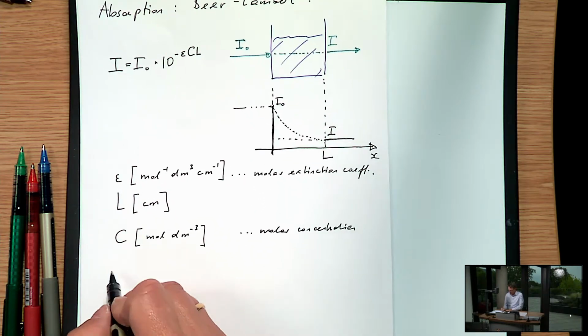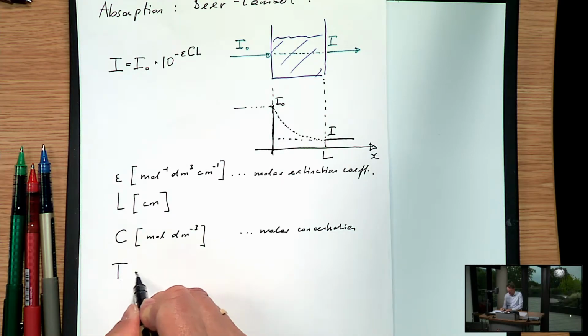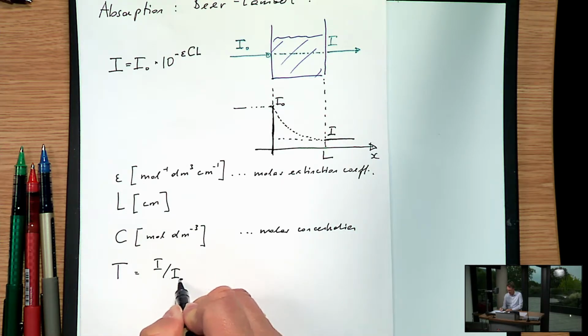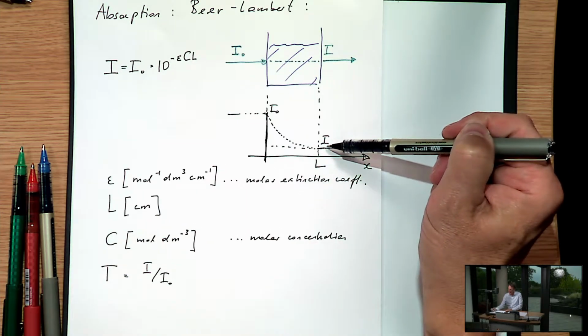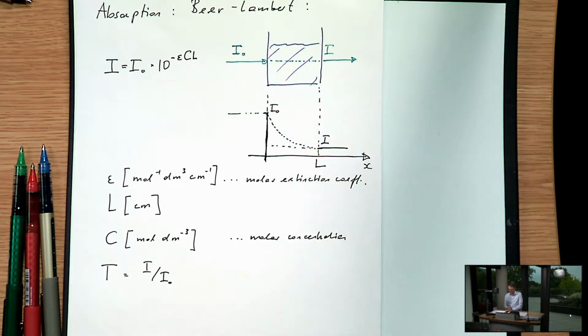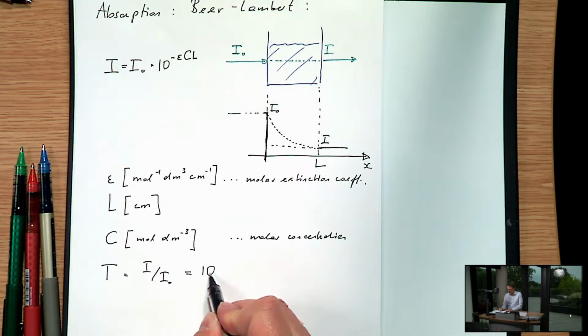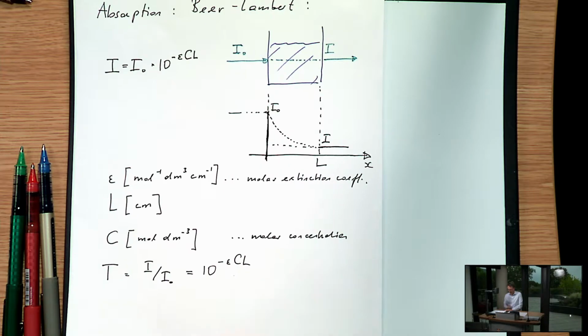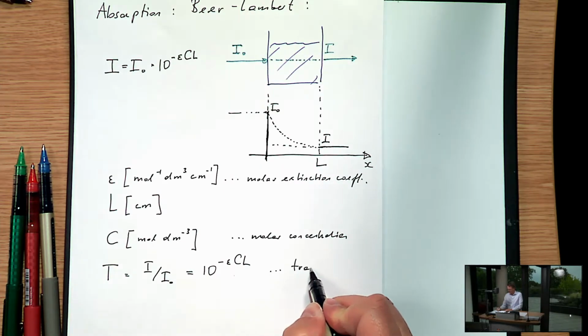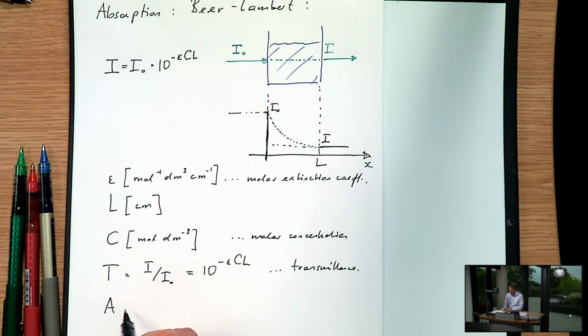Okay, the transmission T is given by I over I naught. So it's essentially the ratio of what comes out over what went in. That's called the transmission, and I over I naught is just 10 to the minus epsilon capital C L, and that's called the transmittance. And we can now write A, not to be confused with Einstein coefficients, this A is something different. It's not A_nm or anything like that. We will always have subscripts for Einstein coefficients.